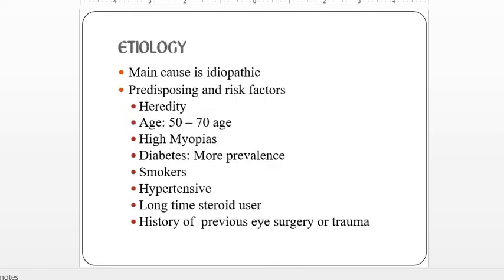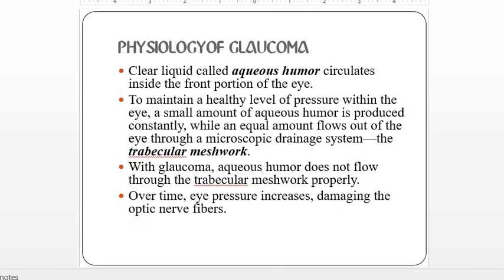Etiology. The main cause is idiopathic. Predisposing and risk factors include heredity, age 50 to 70 years, high myopia, diabetes, which is one of the most prevalent causes, smokers, hypertension, long-time steroid use, and history of previous eye surgery or trauma. These all came from the resources, or these all had a high incidence in glaucoma patients.